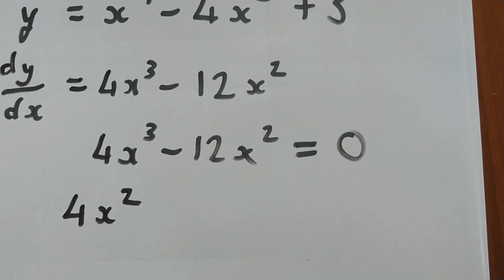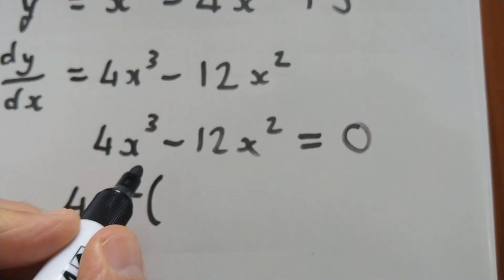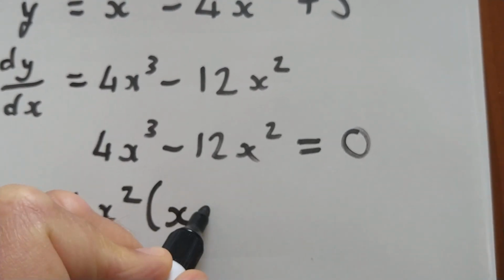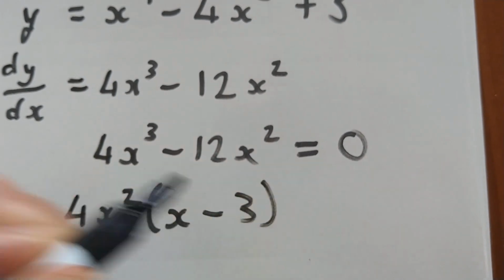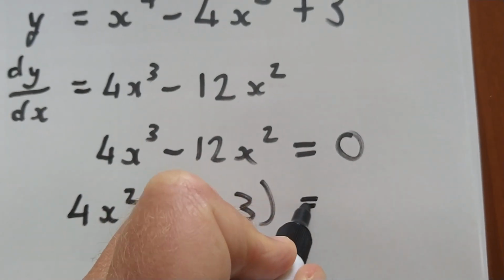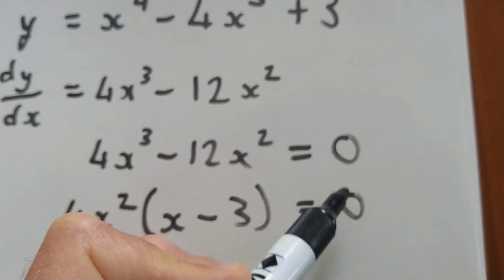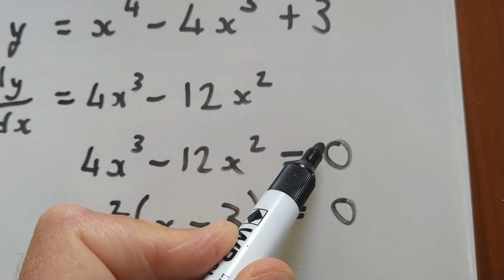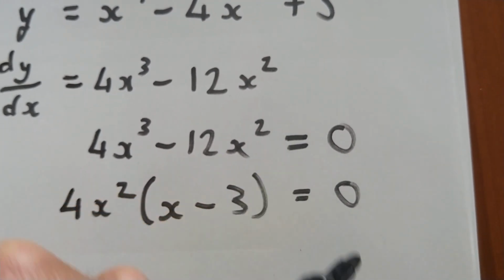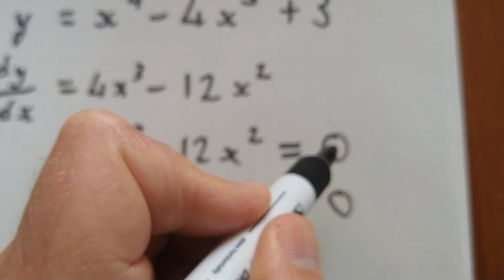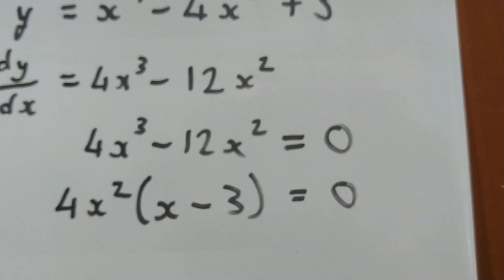So I'm going to take the 4x squared out, and that's going to leave me with x take away 3 in my bracket, equal to 0. Again, there will be those out there who keep forgetting to put equal to 0, and then suddenly it will miraculously appear towards the end. Write equals 0 down to keep it mathematically correct.